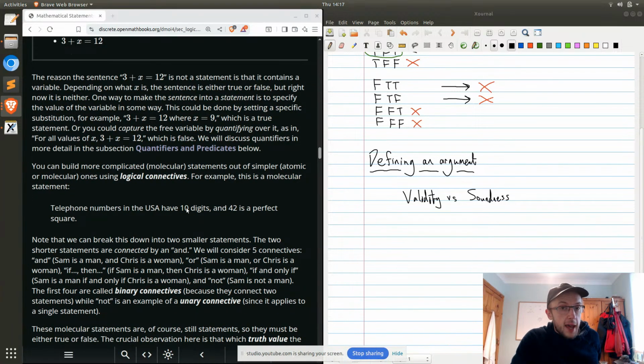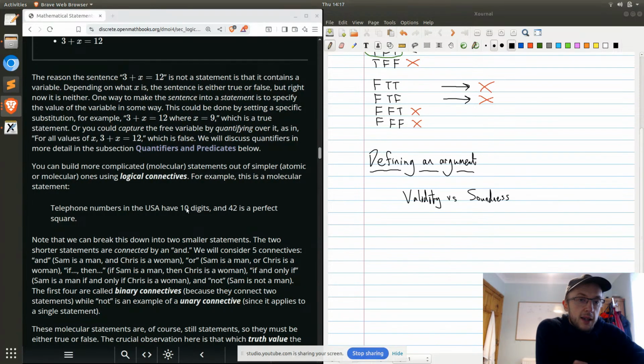Or you could capture the free variable by quantifying over it, as in, for all values of x, 3 + x = 12, which is false. But nonetheless, it turns it into a statement. We will discuss quantifiers in much more detail in the subsection quantifiers and predicates below.